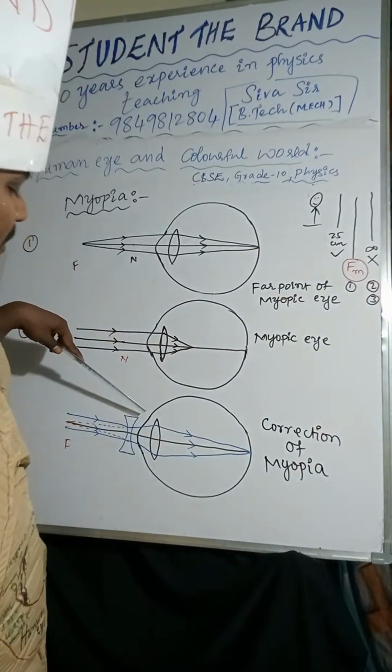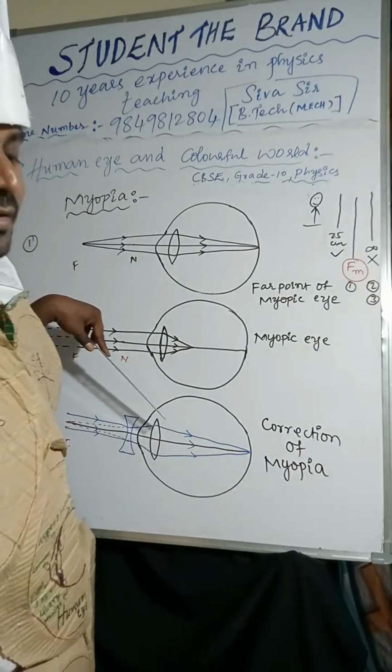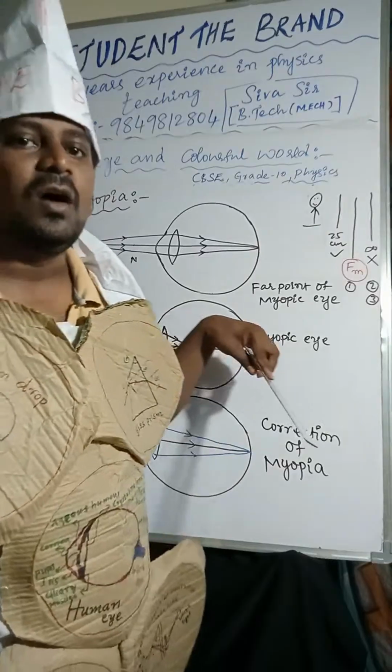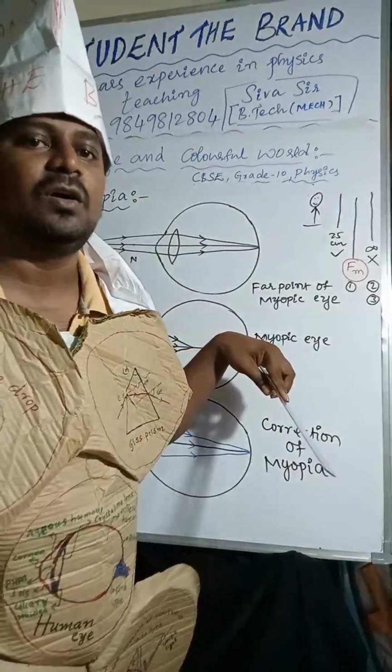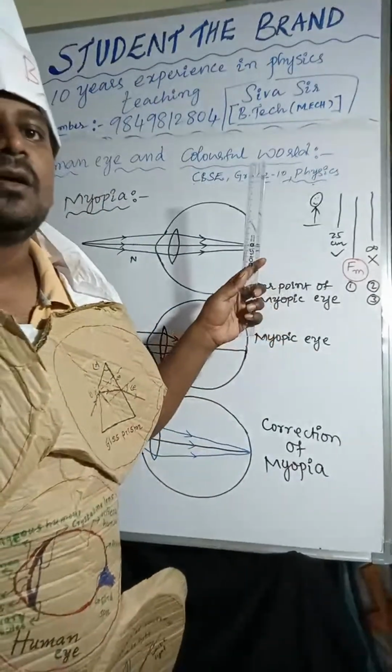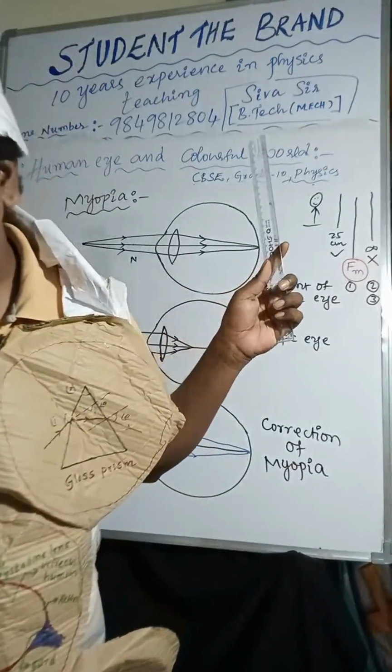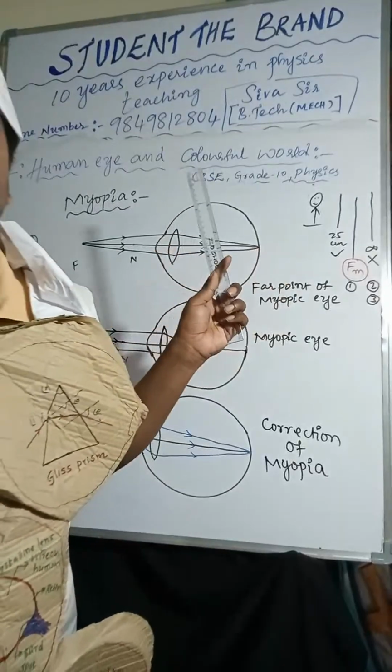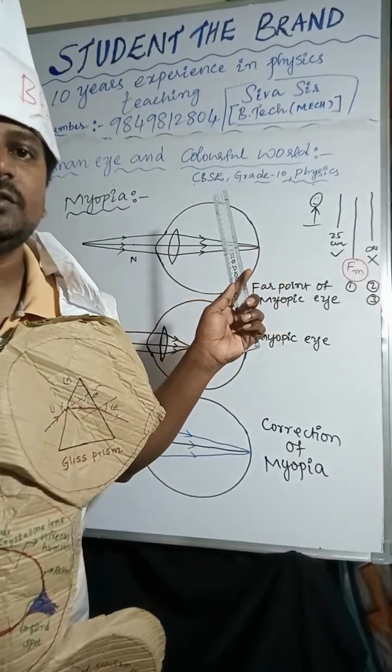You have to show the diverging nature, because a concave lens has a diverging nature. So try to work out on the concave lens. You must show that the concave lens is of a diverging nature. Understood? I hope it is very clear to you all.